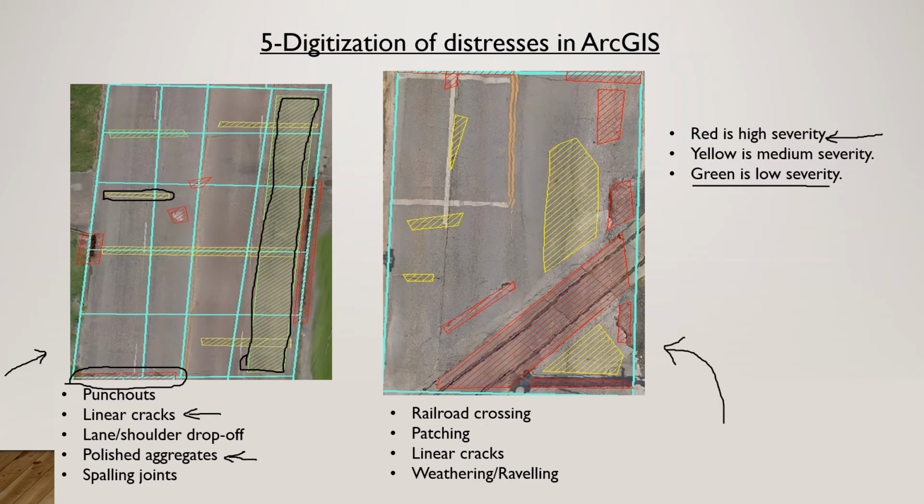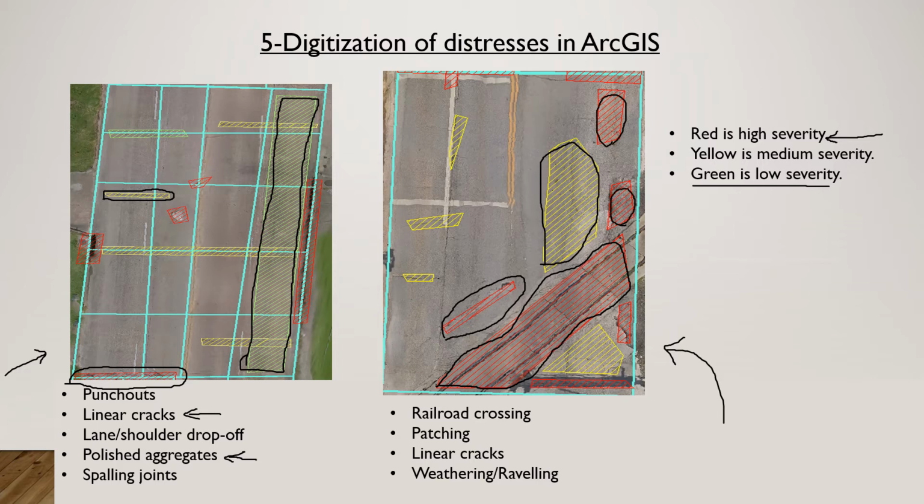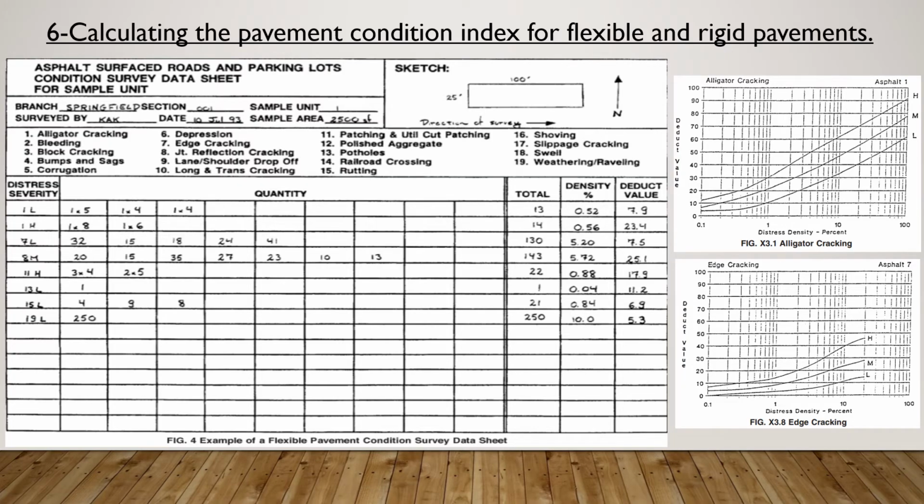If we want to look at the distresses in the flexible pavement, here we have a high severity railroad crossing, and that is measured in area. We also have here a high severity linear crack. We have an area of weathering or raveling, and we have also a lot of patches with a high severity. Now, after the inspection and the determination of each distress, distress severity, and quantity, we need to calculate the pavement condition index for flexible and rigid pavements.